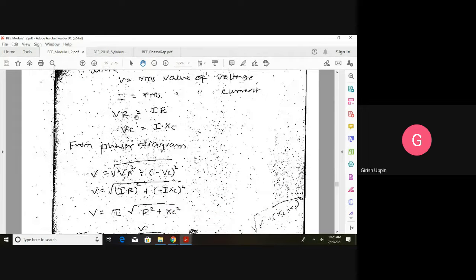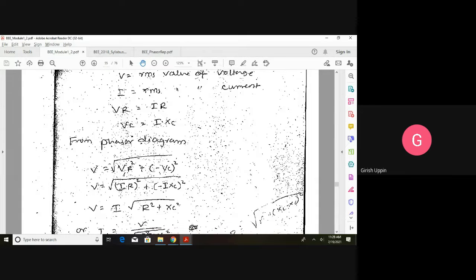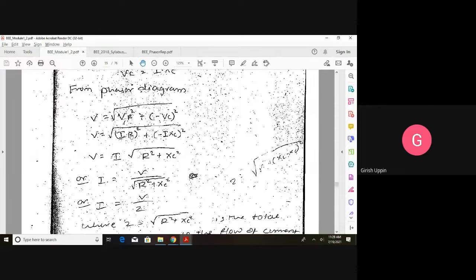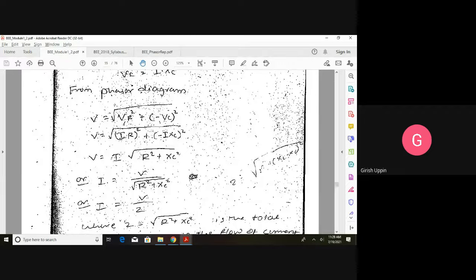Okay, VR is I into R, VC is I into XC. From the phasor diagram, what do we get? V is equal to square root of VR square plus VC square, which is I into R and I into Xc. I square will come out. V is equal to I into square root of R square plus Xc square, or V by I is equal to square root of R square plus Xc square. V by I ratio is nothing but the impedance.